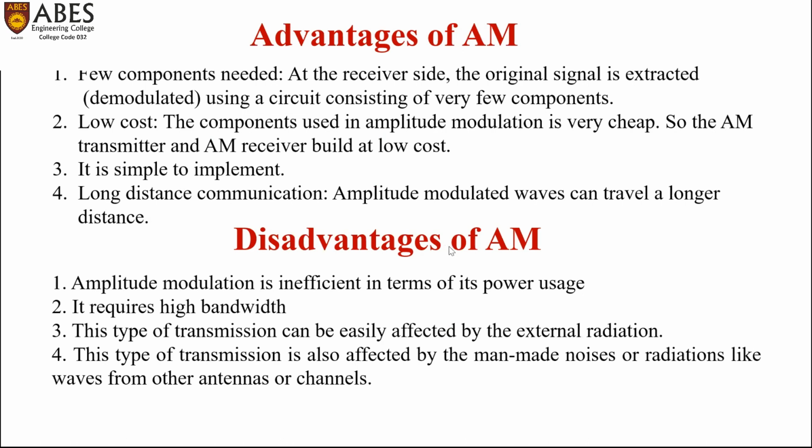And talking about the disadvantages of AM, amplitude modulation is inefficient in terms of its power usage. Yes, the power wastage in amplitude modulation is more, and it requires high bandwidth. Of course, it requires 2FM, meaning double the message signal frequency. So in this way, these are the possible disadvantages of AM.